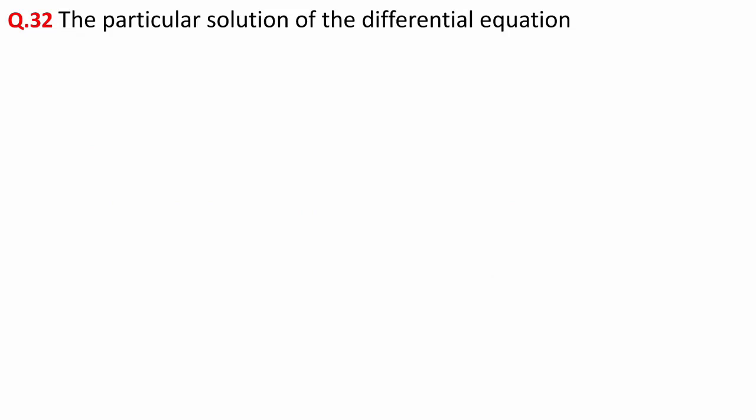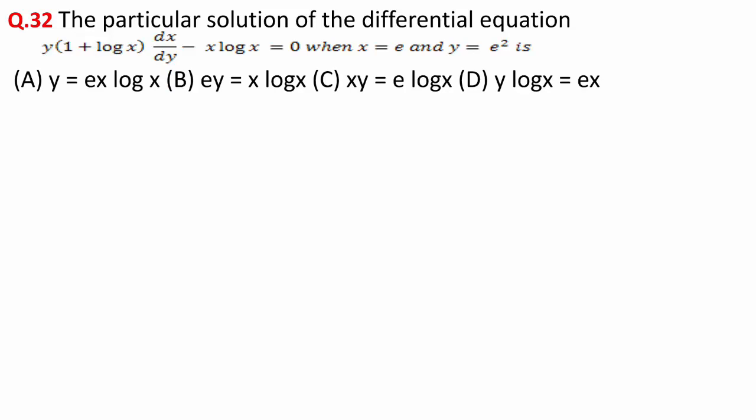Question 32. The particular solution of the differential equation y into (1 plus log of x) dx by dy minus x log x equal to 0 when x equal to e and y equal to e square is. Options are A y equal to ex log x, B ey equal to x log x, C xy equal to e log x, and D y log x equal to ex.